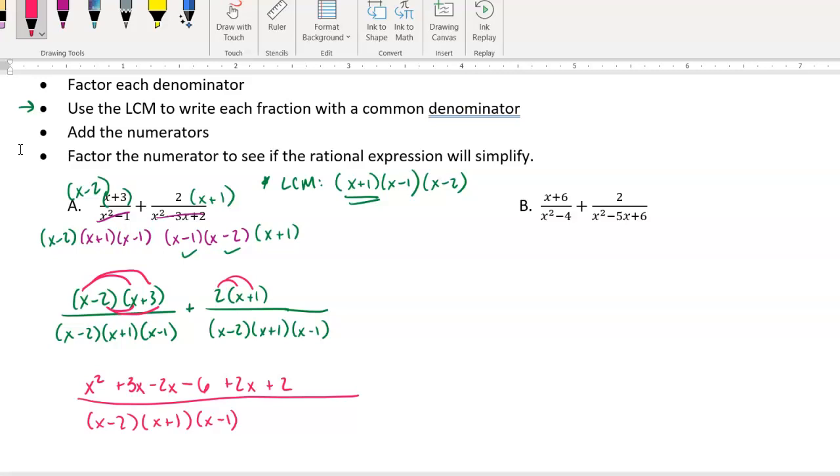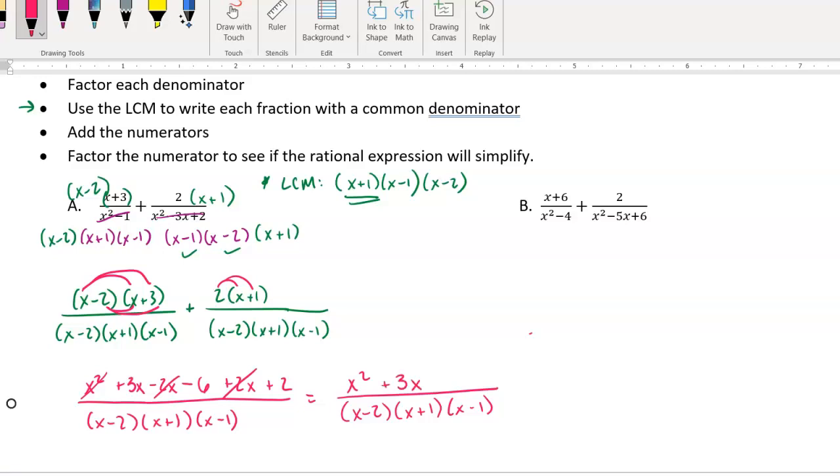All right, now let's simplify the numerator. I didn't need that big of a fraction bar, so I'm just going to rewrite this. Again, the denominator is going to stay the same. The numerator now, all we have to do is combine like terms. We have an x squared. Maybe cross them out as we get done with them. Negative 2x plus 2x, that would be 0x. And then we're left with 3x. And with our constants, negative 6 plus 2 would be negative 4. As far as our process, we're on this last step. The last step says factor the numerator to see if the rational expression will simplify.